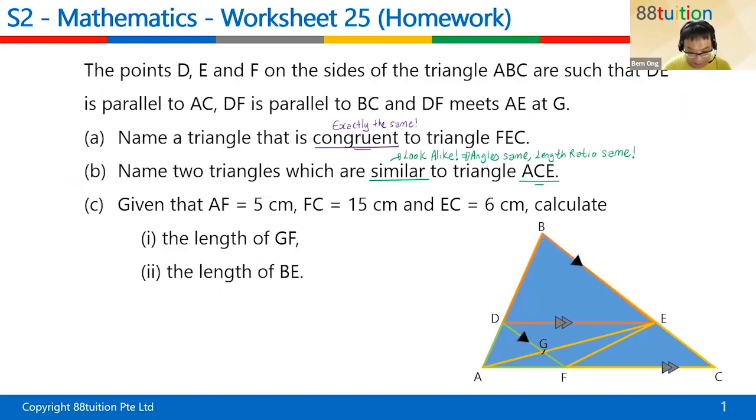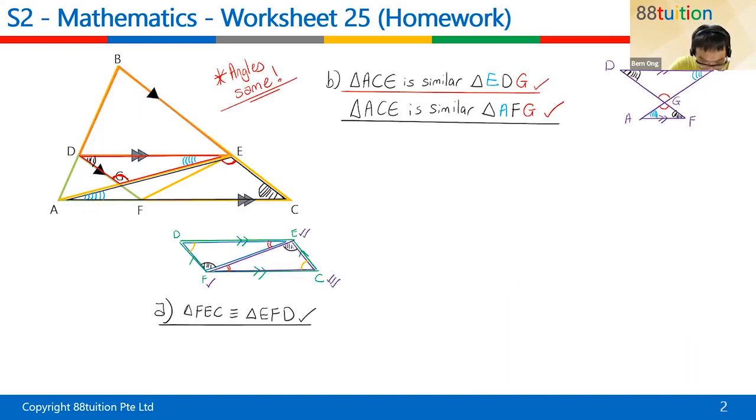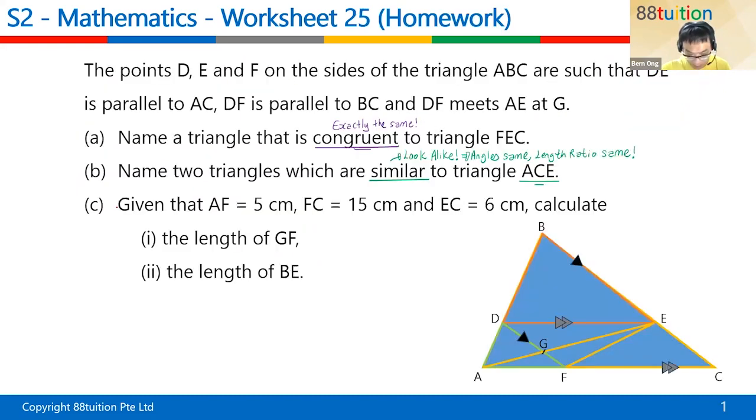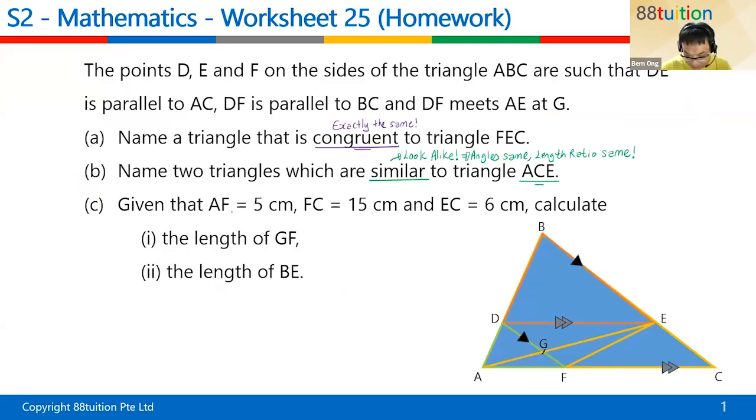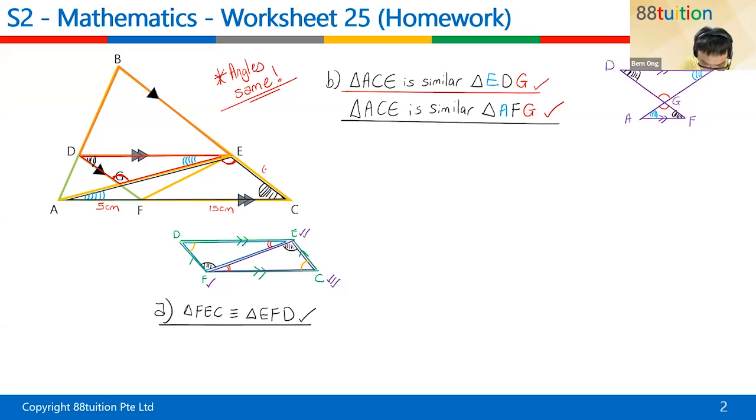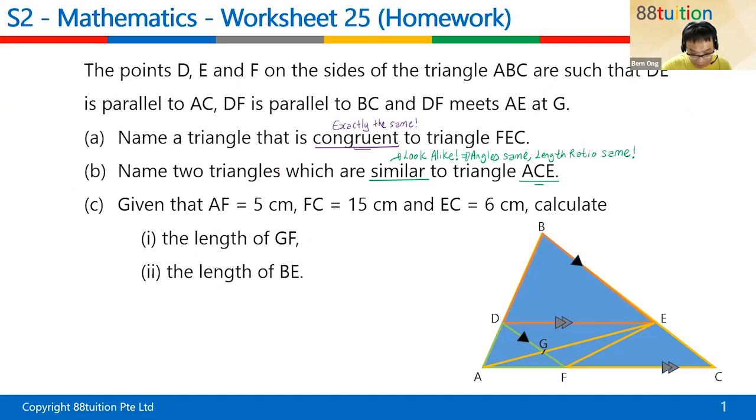Part C, given that AF is 5 cm, AF is down here. FC is 15 cm down here. EC is 6 cm down here. What else? Calculate the length of GF.